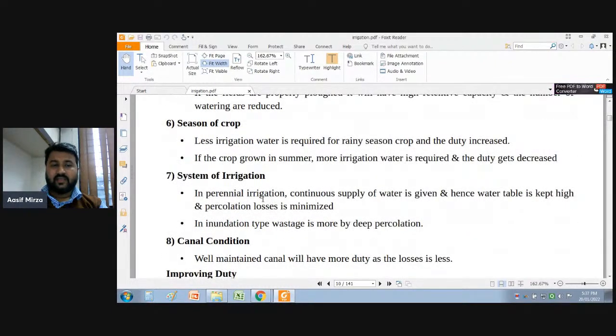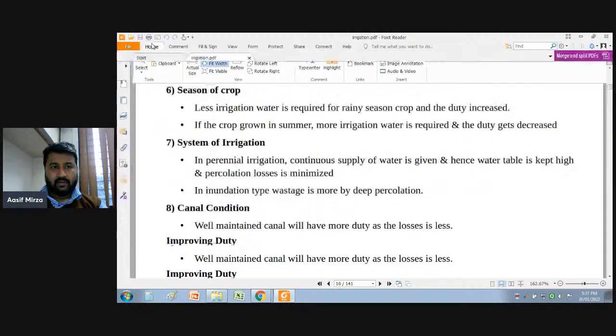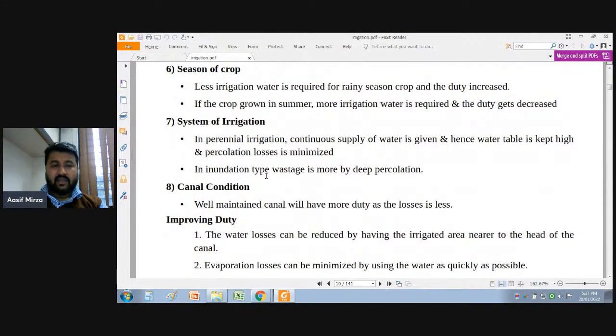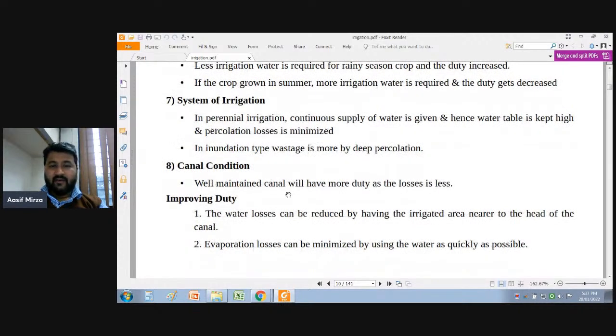Now, the system of irrigation also affects the duty. In perennial irrigation, continuous supply of water is given and hence the water table is kept high and percolation losses are minimized. Now, in inundation type, wastage is more by deep percolation. Now, canal condition. A well maintained canal will have more duty as the losses are very little.